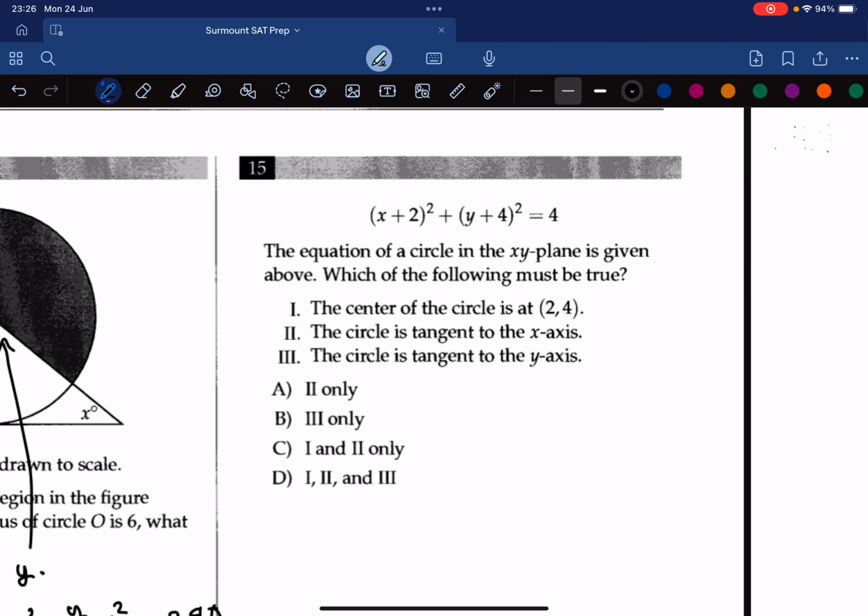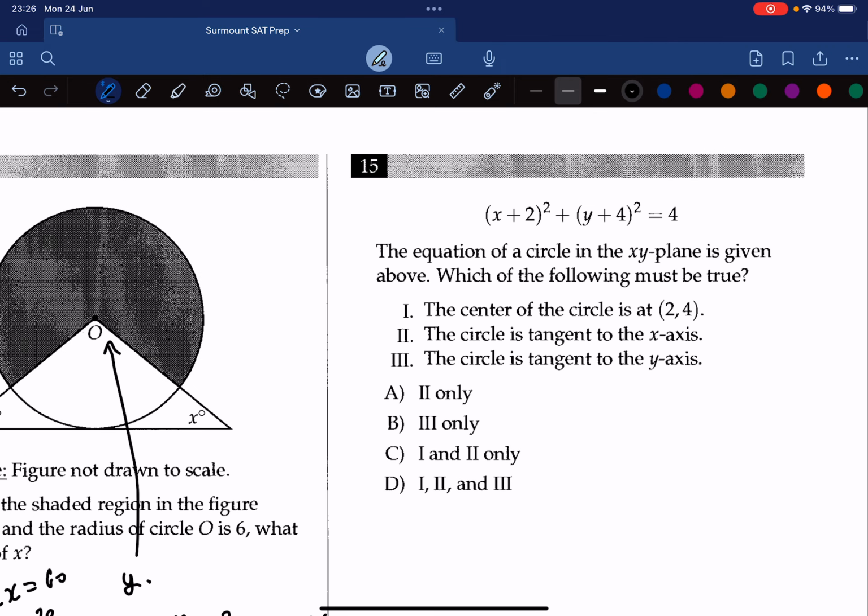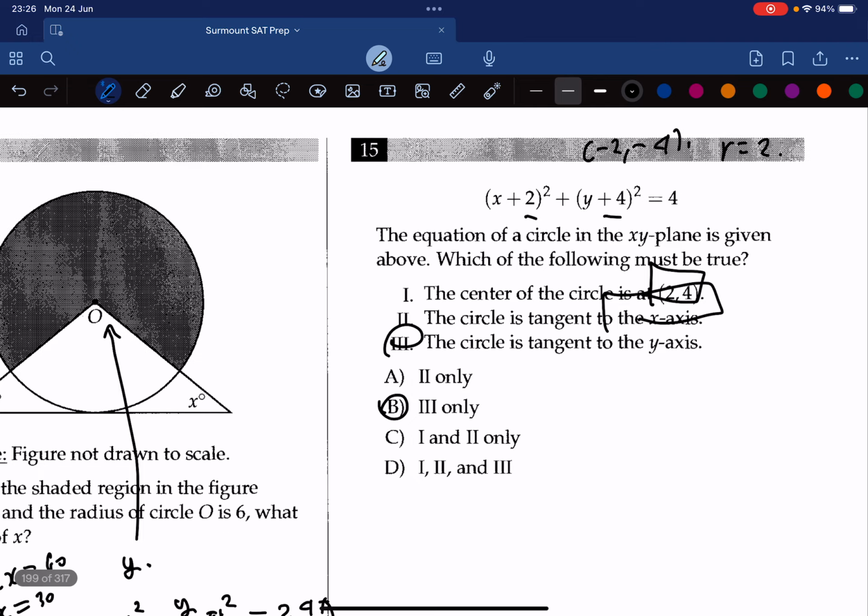Moving on to the last question, the equation of a circle in the xy plane is given above. Which of the following must be true? So if the circle has center -2, -4 and the radius is 2, if you draw the circle out, you see that it's only tangent to the y-axis, right? So the only possible answer here should be B. Because the center of the circle is not 2, 4. It's -2, -4, and it's not tangent to the x-axis. So the correct answer here is B.